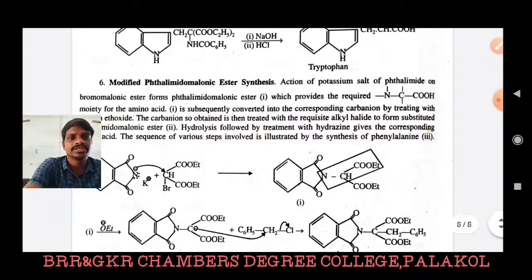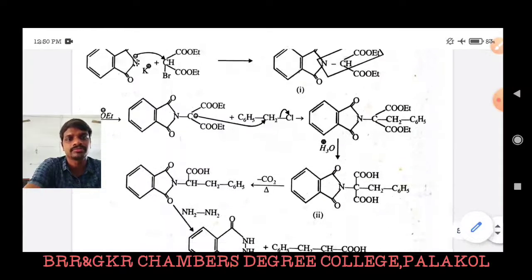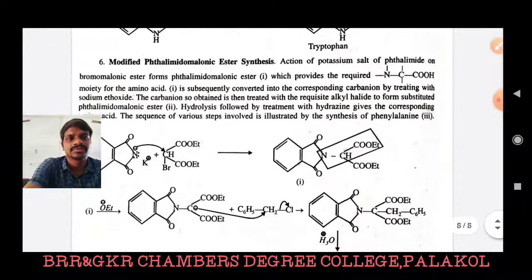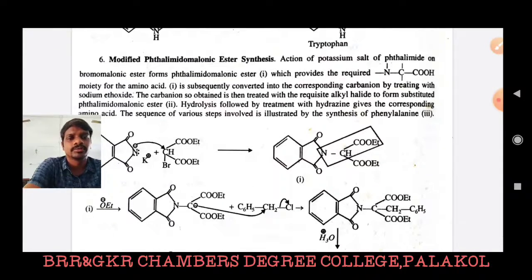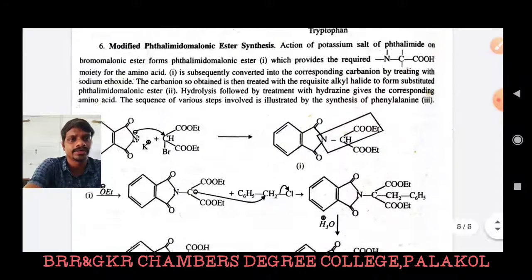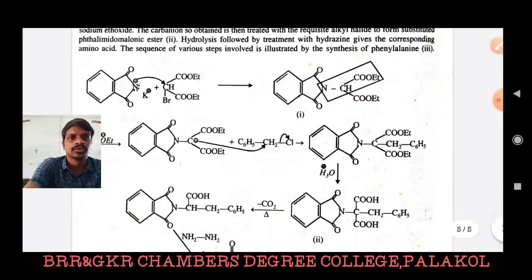And the next method is the modified phthalimidomalonic ester synthesis, students. In this method the potassium phthalimide is reacted with bromomalonic ester and forms phthalimidomalonic ester, which provides the required carbon-nitrogen bond moiety for the amino acid, subsequently converted into the corresponding carbanion by treating with sodium ethoxide, or by hydrolysis followed by treatment with hydrazine. You can do it in two manners here.